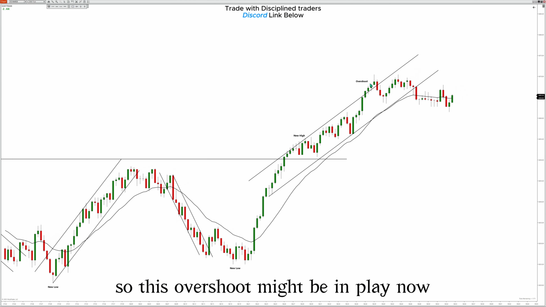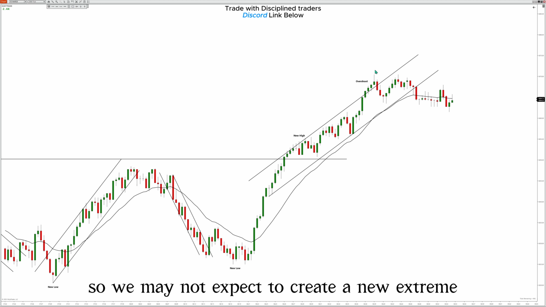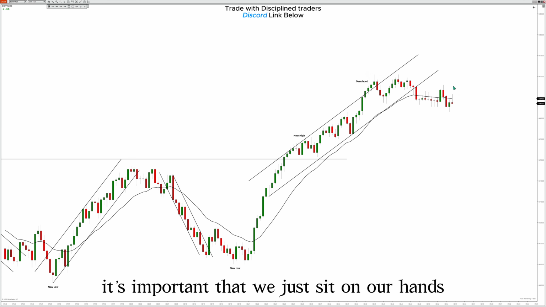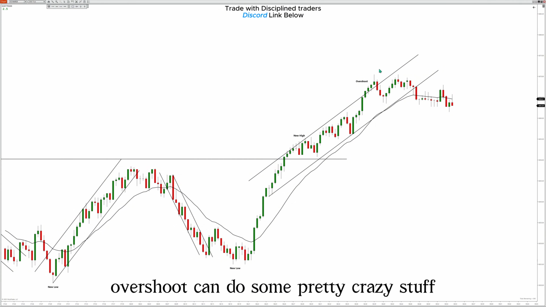So this overshoot might be in play now, so we may not expect to create a new extreme for this uptrend. So it's important that we just sit on our hands and be patient here. Overshoot can do some pretty crazy stuff.